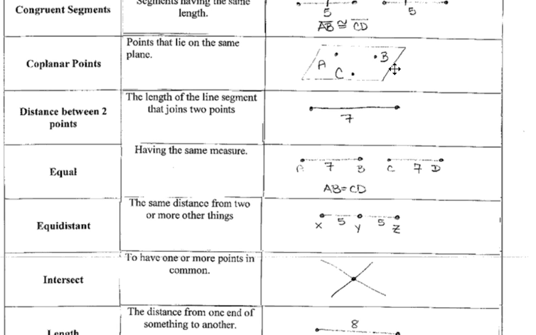The distance between 2 points is quite simply the length of the line segment that joins those 2 points. So the distance between the endpoints in the picture here, 7 units.